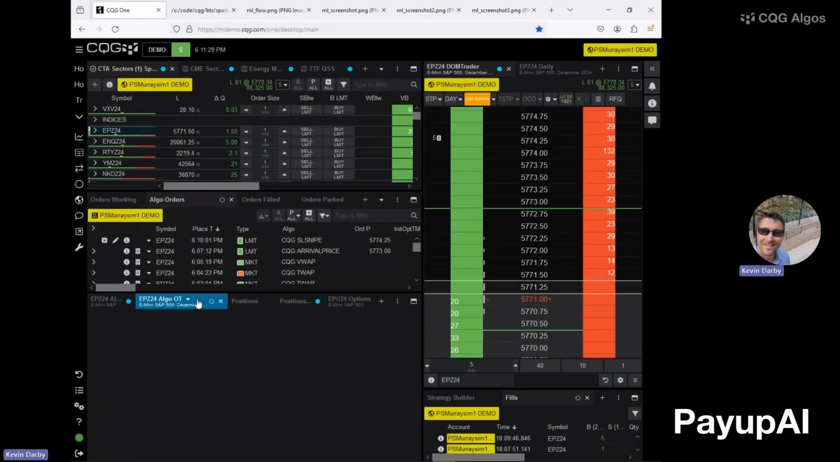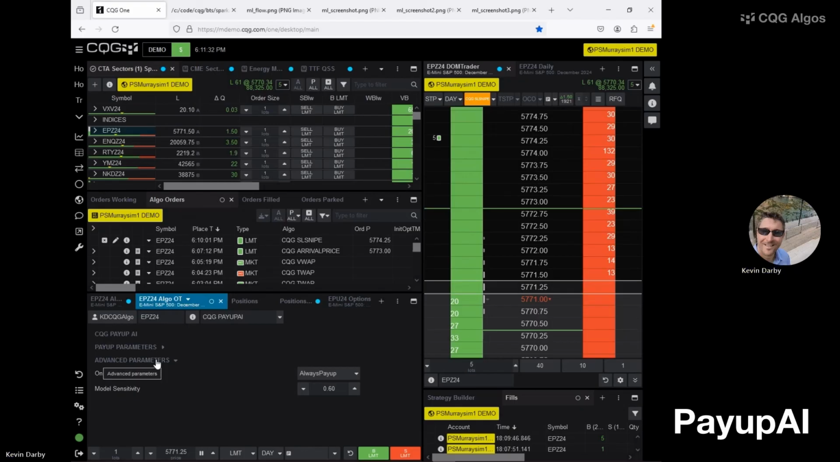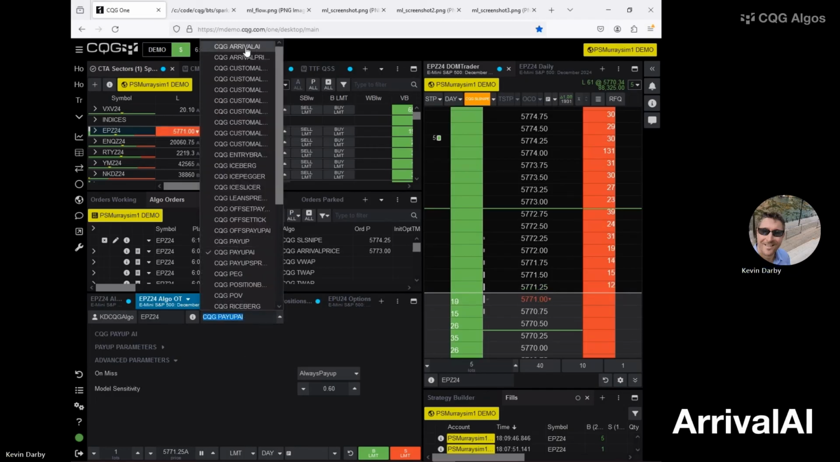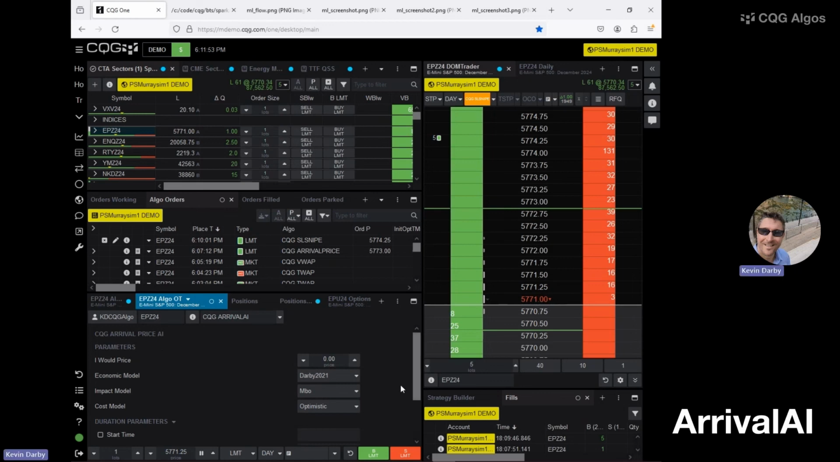The first of which is PayUp AI. PayUp uses these probabilities to detect whether to aggress or remain passive. The user can enter an optional probability filter in the form of a sensitivity so that the model will pay up only if it's that percentage sure the market will move against us. Similarly, we have Arrival AI. Version 1 of Arrival AI uses PayUp AI children with our standard arrival price models. The next phase will use PayUp AI children and additional machine learning derived short-term price signals to execute optimally.